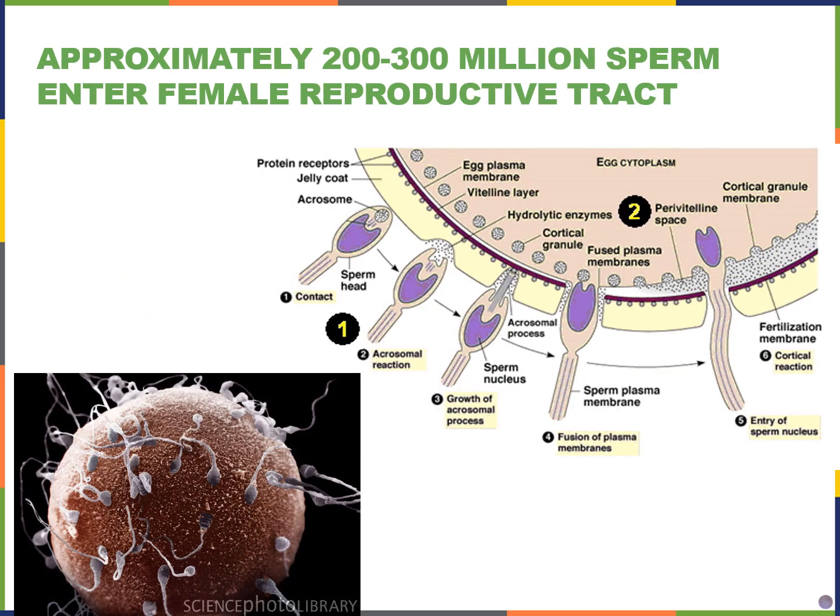And this is something that you're going to study more in the second course of this series, 4B. But about 200 to 300 million sperm will enter the female reproductive tract when we're talking about humans.